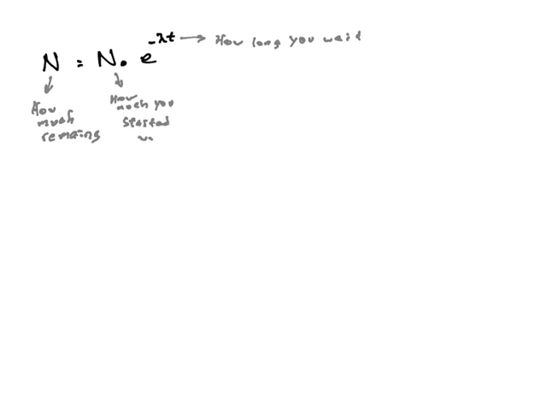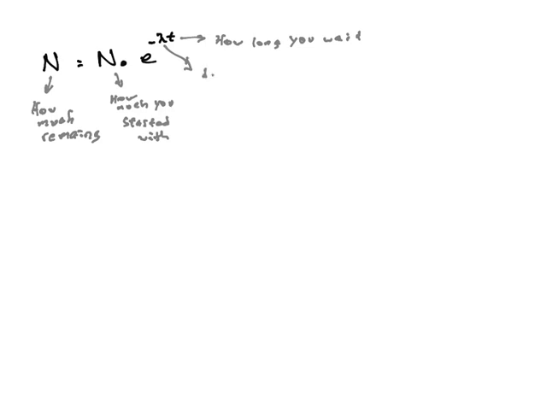Okay, so let me explain some of these things because, of course, it's not necessarily easy to see what all these represent. N is how much you have left, how much remains. T is how long you wait. And N naught, that's how much you started with before you waited. E is just the exponential function, and then lambda.